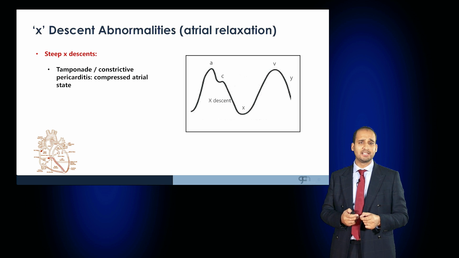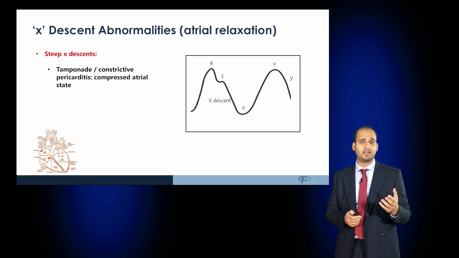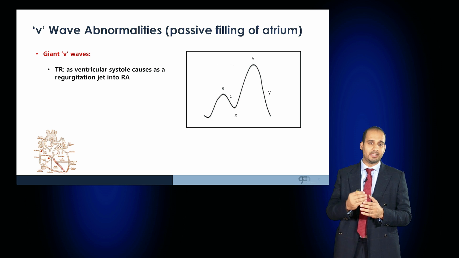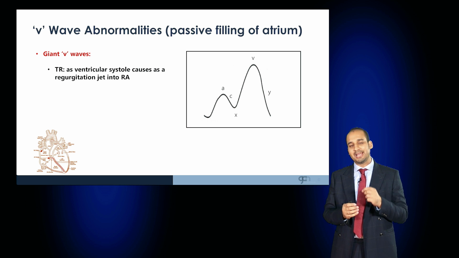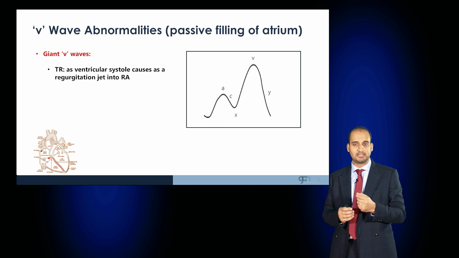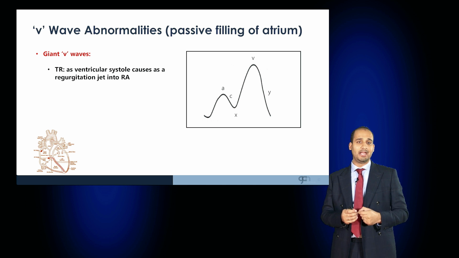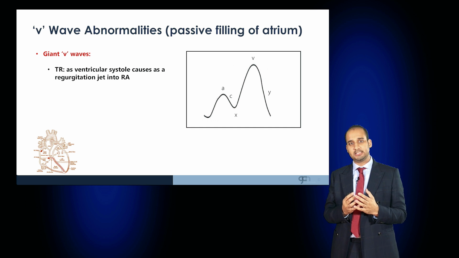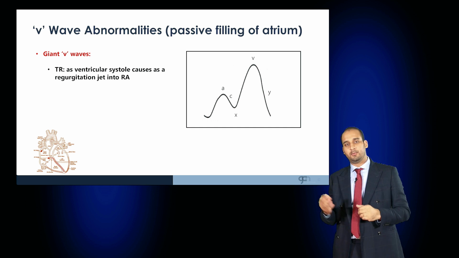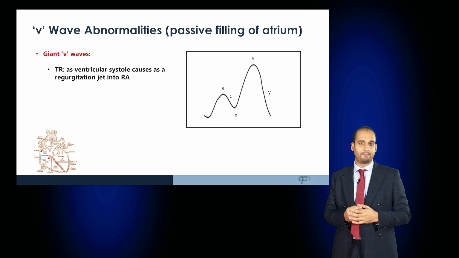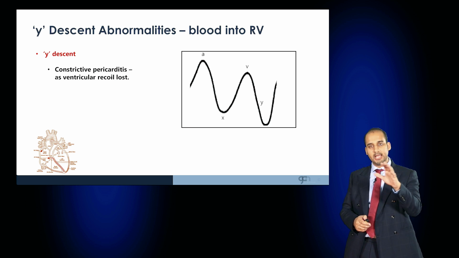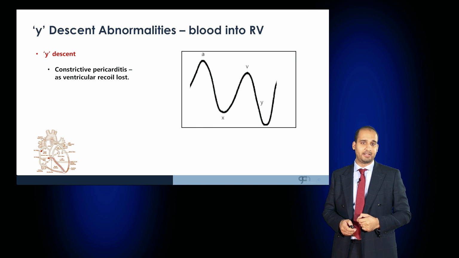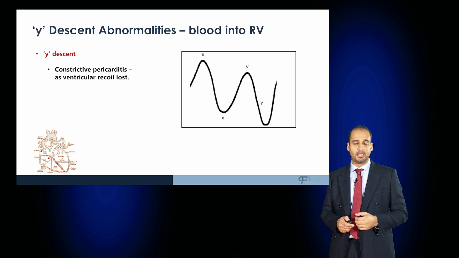The X descent can be steep in tamponade or constrictive pericarditis, and the V wave, which responds to passive filling of the atrium, would increase in any condition which would very quickly increase the volume in the right atrium. A good example of that is tricuspid regurgitation, where as you have ventricular systole, there's a regurgitant jet which will very quickly fill the atrium from the right ventricle. And the Y descent can be abnormal in constrictive pericarditis as you lose the ventricular recoil.